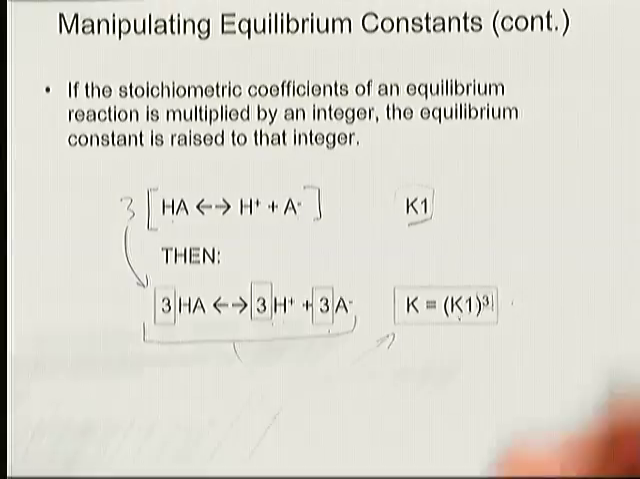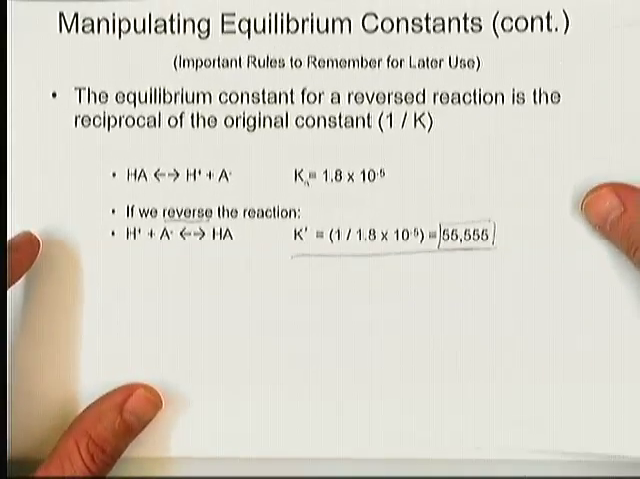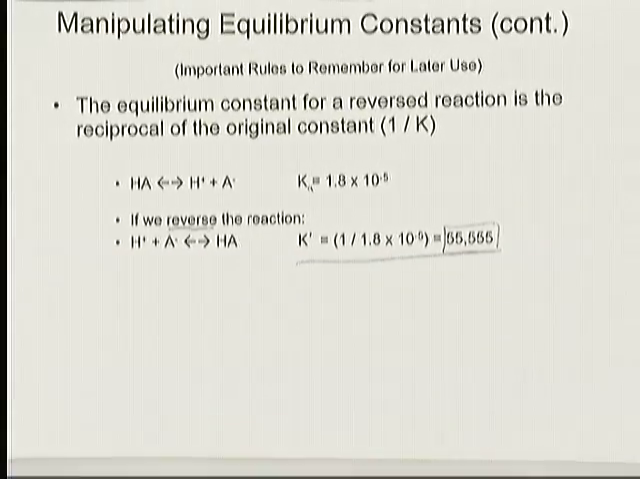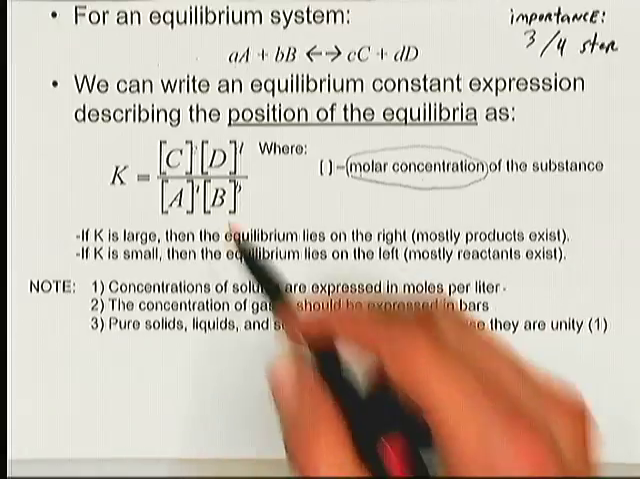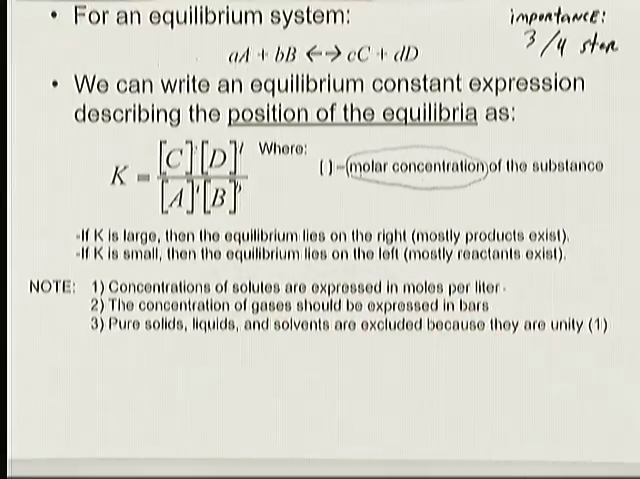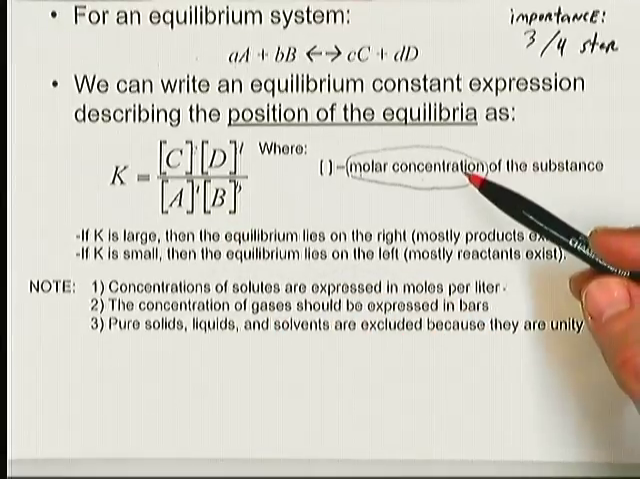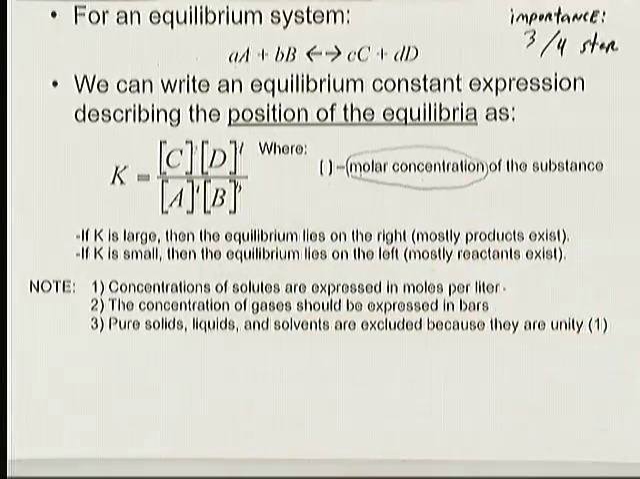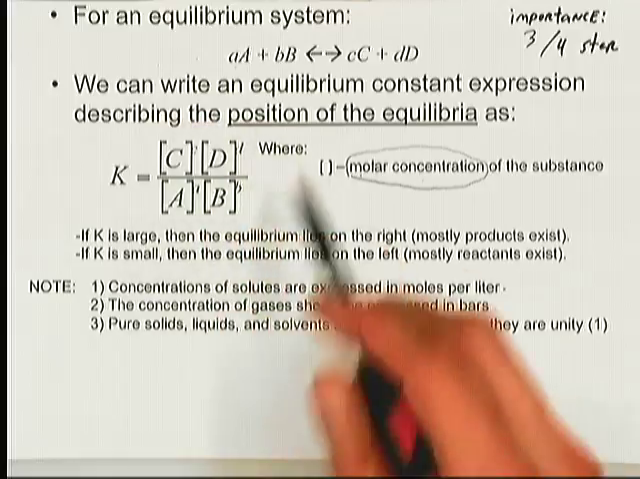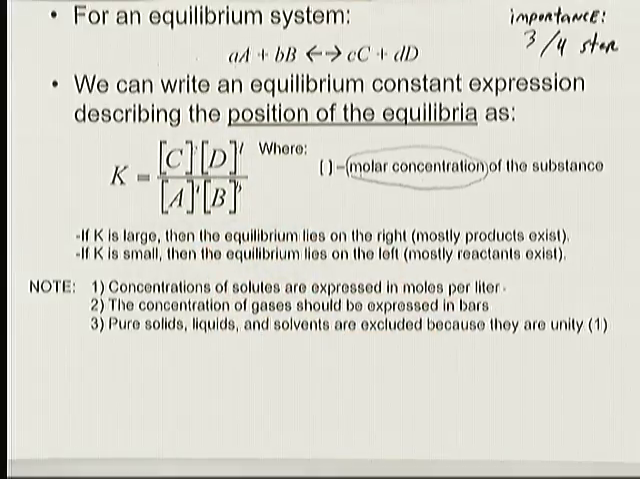We also talked about the rule for reversing reactions. And this one's pretty easy, right? You just take the reciprocal. That makes a lot of mathematical sense. We talked about the form of the equilibrium constant expression. Again, usually in our class we'll use molar concentrations of solutes, or the square brackets here, okay? But we all need to know this form and how to write that.